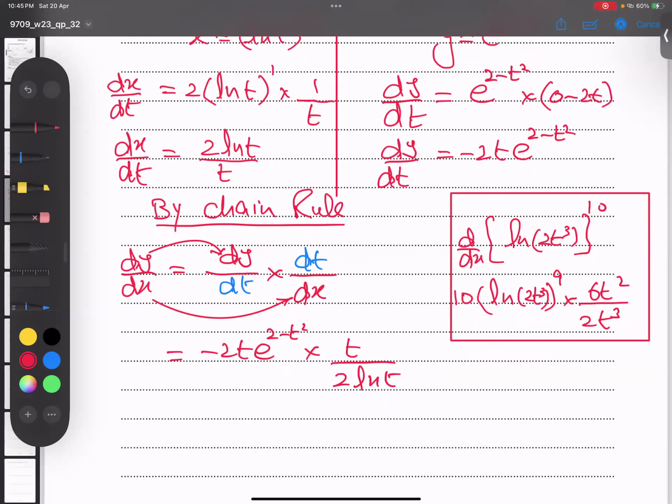Yes. So this 2 and 2 cancel out. That's it. And I get what? Negative t squared e to power 2 minus t squared over log of t. This is dy over dx.